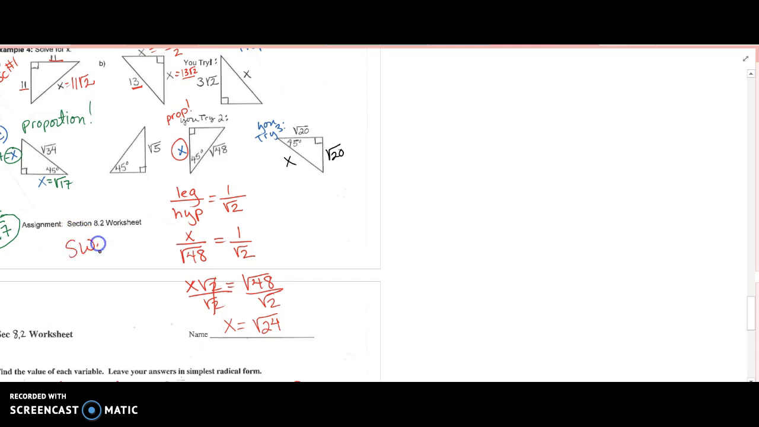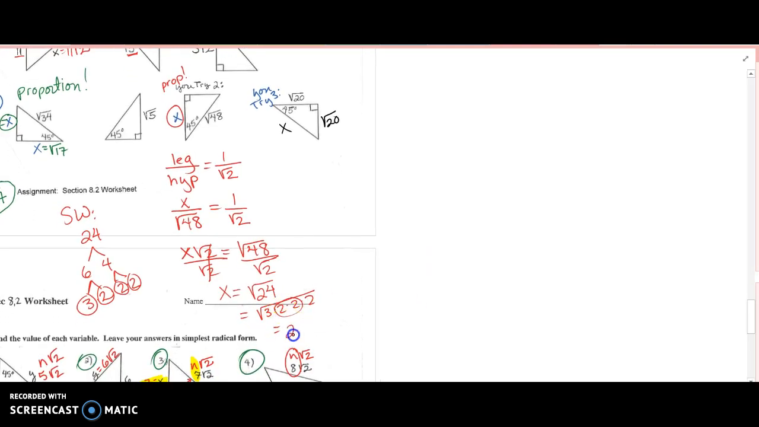Come over here to your side work. 24 breaks down into 6 and 4. 6 breaks down into 3 and 2. 4 breaks down into 2 and 2. So we get 1, 3, and 3 2s, it looks like. Actually, 1, 3, and 2 2s. So we have a pair of 2s. So our final answer is 2 square root 6, because we had a 3 and a 2 left underneath. Phew! That was quite the problem, my friends.